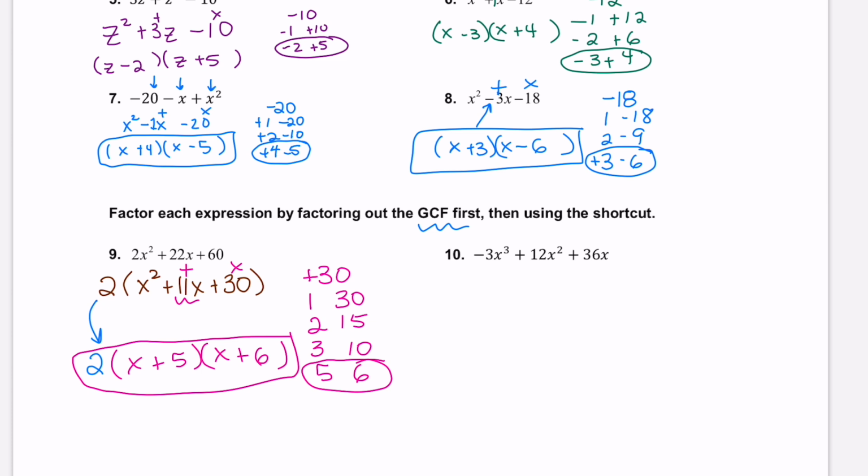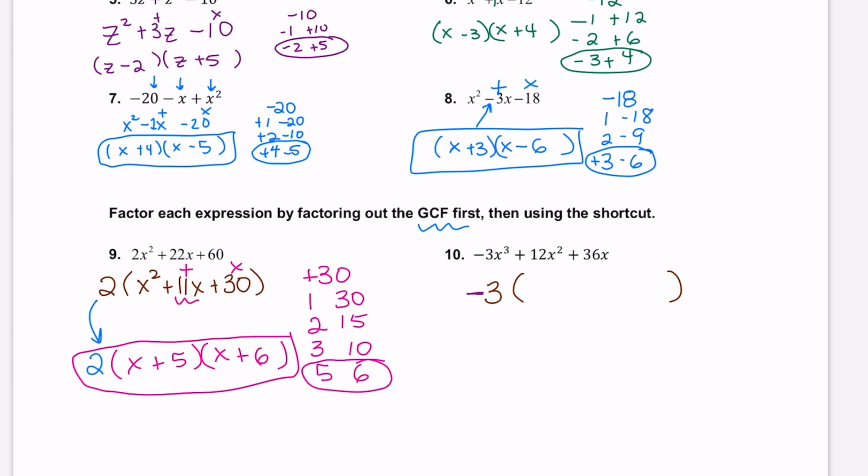Okay, number 10, we want to think of a number that will evenly divide into 3, 12, and 36. I'm also noticing the first number is negative. I never want a negative in that first position. If there is, you always need to pull the negative out of the parentheses. Now 3 will go into all 3 numbers. So I'm going to factor out a negative 3, which just means I'm going to divide all of these by 3.